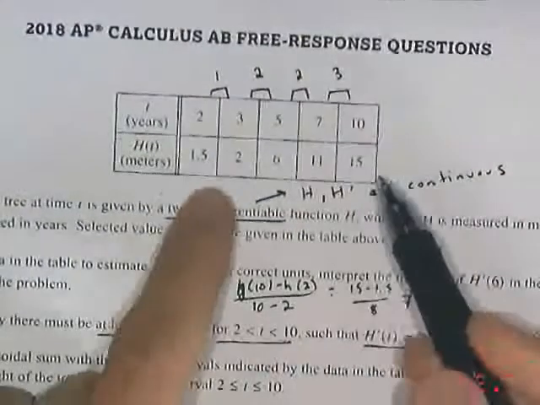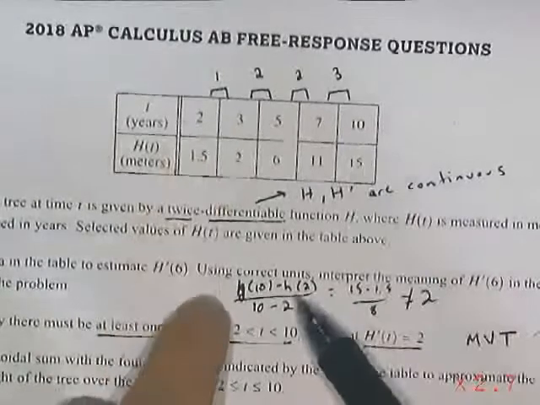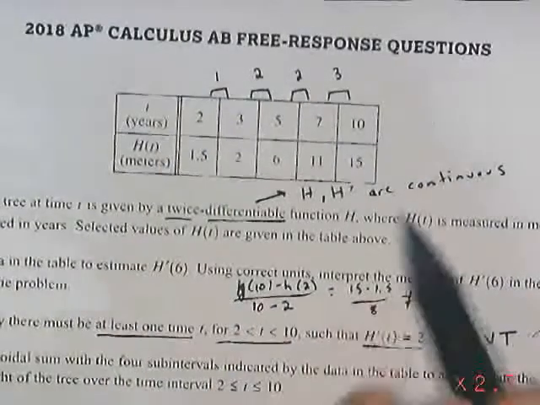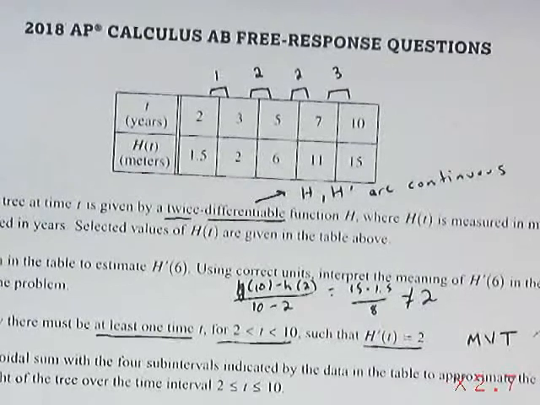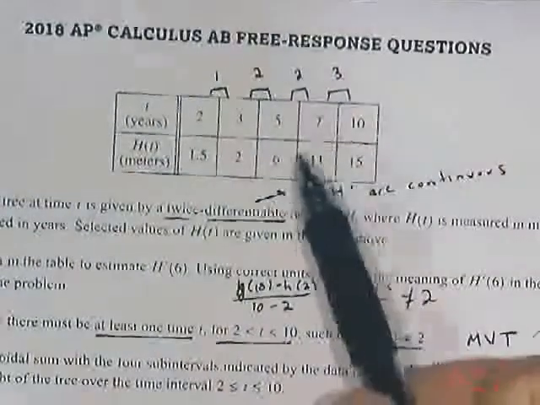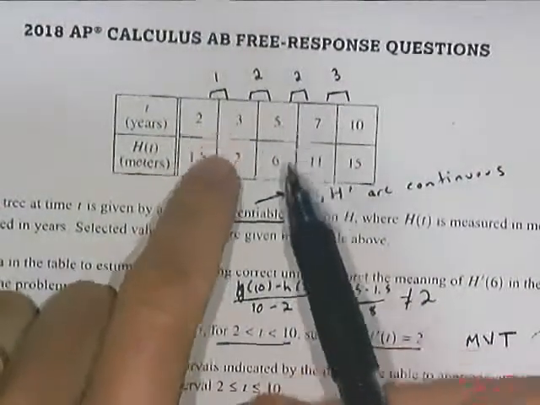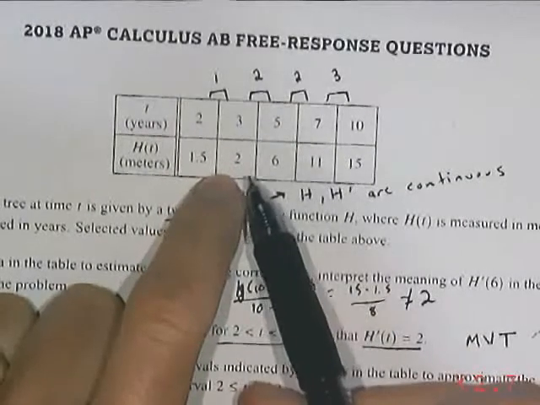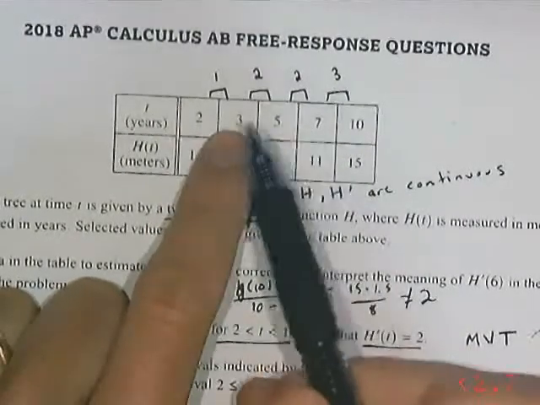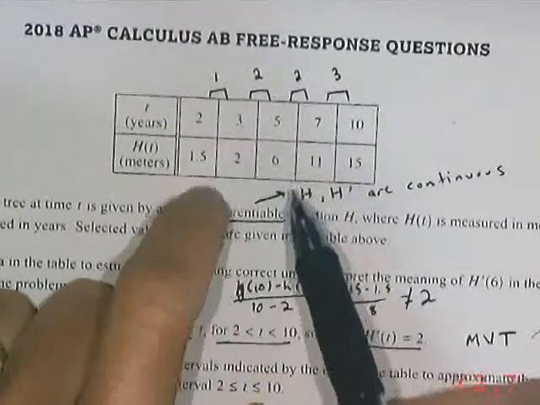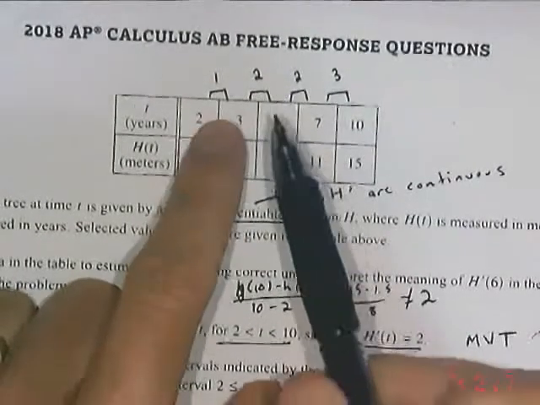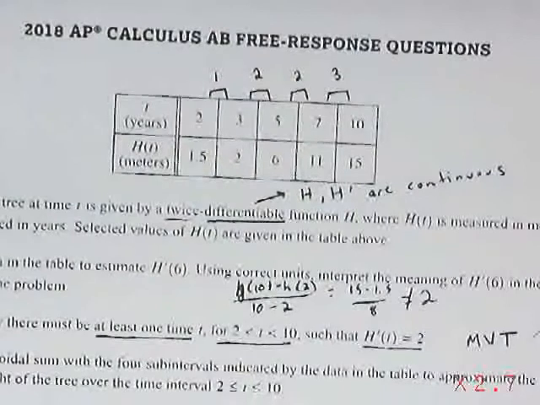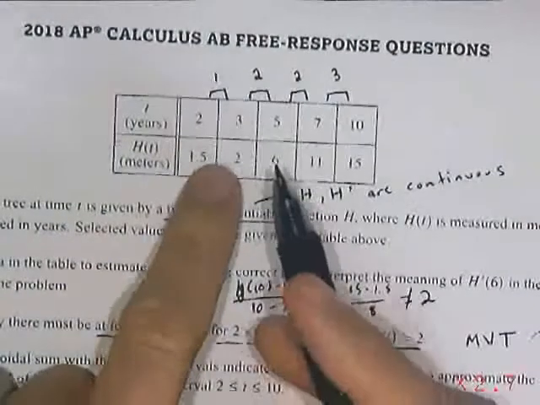Okay, so we need to find the closed interval in here where this difference quotient will give us a slope of 2. And so you kind of have to go hunting on this problem. It's a little bit tricky, but eventually you can zero in and say, oh, okay, if we look at 3 and 5, 6 minus 2 gives us 4, 5 minus 3 gives us 2, 4 divided by 2 is 2. That's the interval we're looking for, between 3 and 5 years.